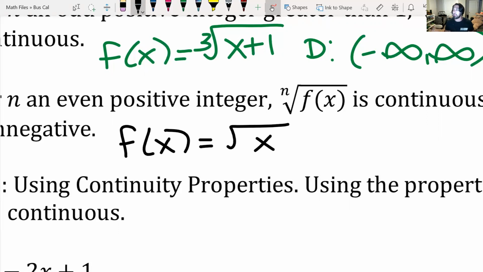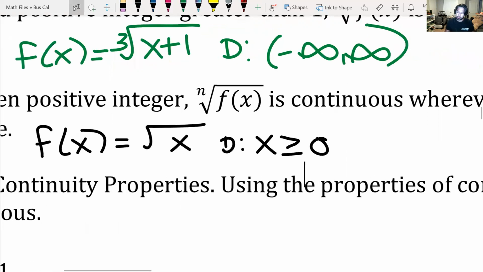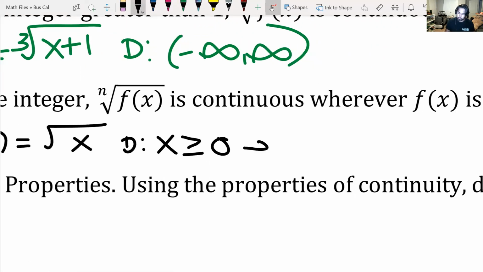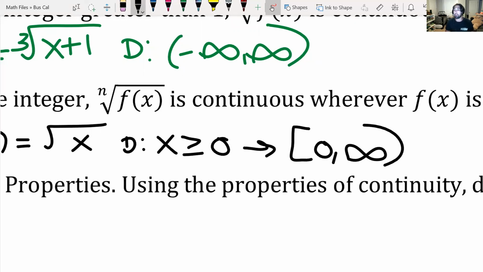This is a square root, and again, it doesn't matter. Square, 4th, 6th, 8th, 10th, 100. The domain for any even root, you take the inside, and you always set it greater than or equal to 0. That's it. And of course, in interval notation, this would be bracket 0 to infinity. So we would say that this function is continuous from 0 to infinity.